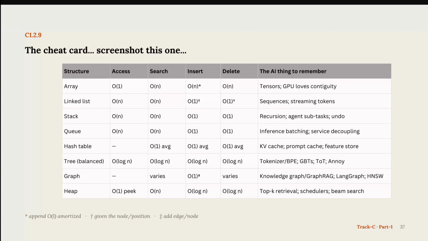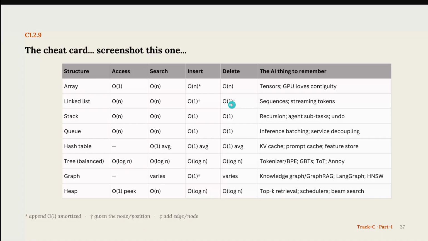A linked list is of the order of n for access and search, and order of 1 if you want to insert and delete, because you have to know the address where you want to insert or delete. But to access, you'll have to navigate from the 0th till the nth element until you find that element. These are sequences, and streaming tokens and your chat conversation history are all linked lists.